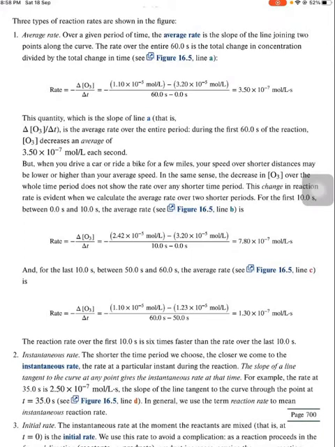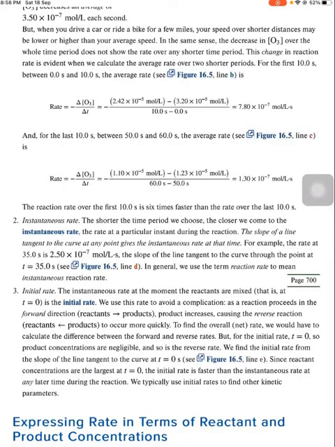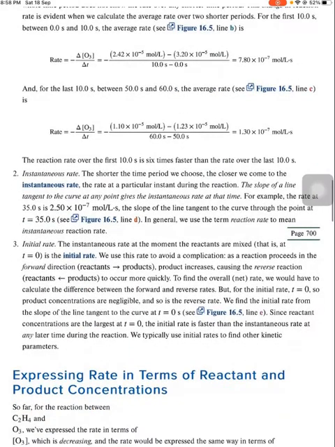So this part is just to show you that if you are referring to a different time interval, you are going to get a different average rate. Okay. So again, as I said, average rate is referring to rate measured within a time interval, or over a period of time. Okay. So the second type of rate is called instantaneous.